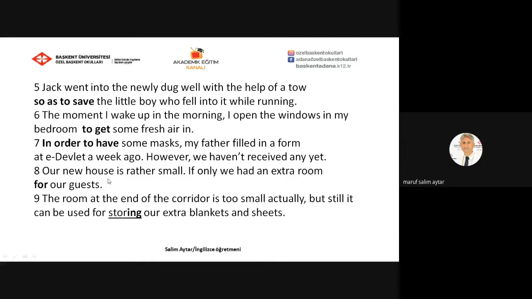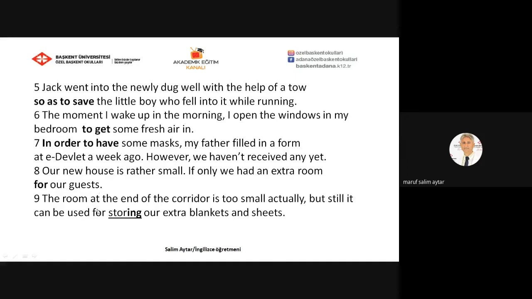In number 8, we say, our new house is rather small. If only we had an extra room for our guests. Remember, after the preposition for, we need to have a noun.